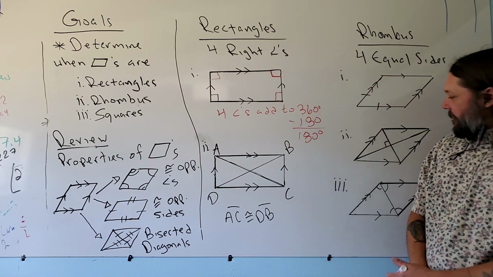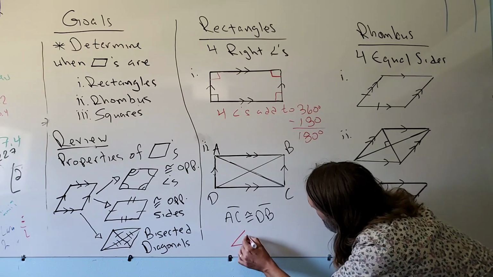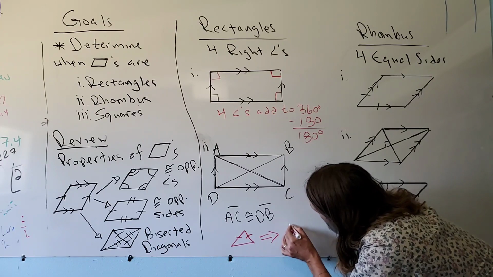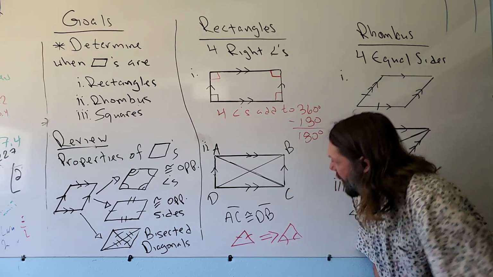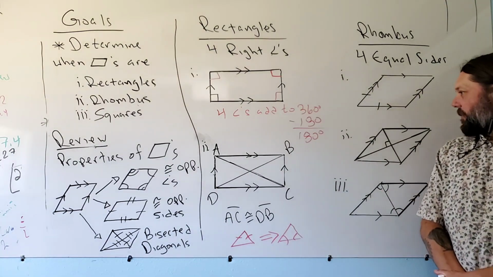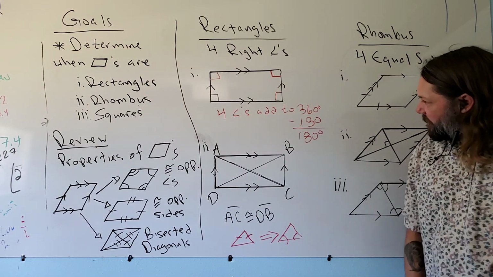Alright, so remember, if I have a triangle that's isosceles, I get two pairs of congruent angles, right? Alright, so I just want to keep that in the back of our minds here because I'm going to be using that here in a couple seconds. Alright, so let's go ahead and work our way through this.